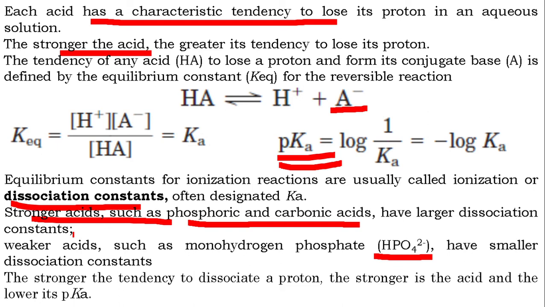Dissociation constant Ka increases. And as the dissociation constant Ka increases, what happens to pKa? pKa decreases. So the stronger the tendency to dissociate a proton, stronger is the acid and lower is its pKa. Make a note of it, keep it in your mind. As the strength of the acid increases, its pKa value decreases.